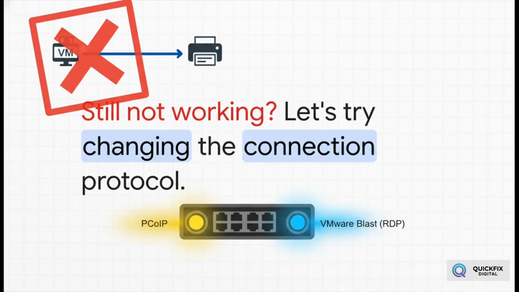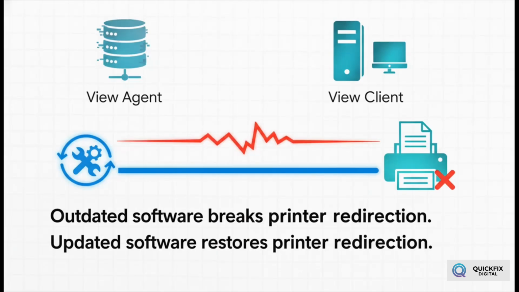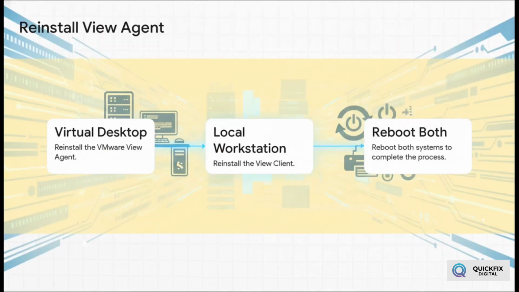Still no luck? Well, the connection protocol itself might be the problem. Let's try something else. So if you're on PCoIP, just try switching over to VMware Blast or even RDP instead. You know, a corrupted or just outdated agent is another classic reason for this problem. So reinstall the agent on the virtual desktop and the client on your machine.